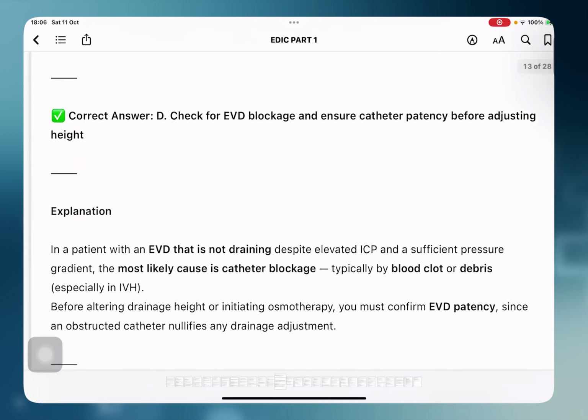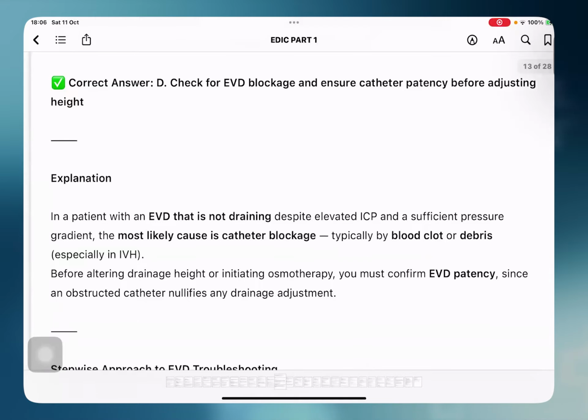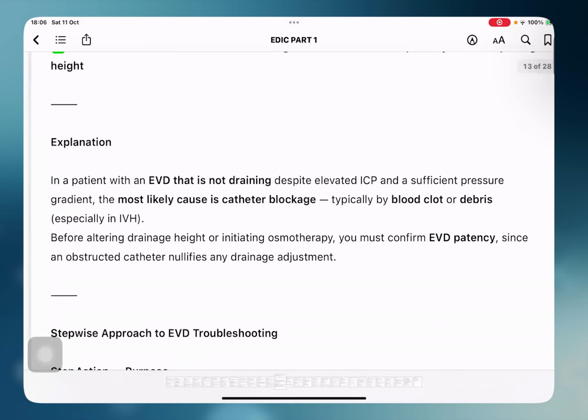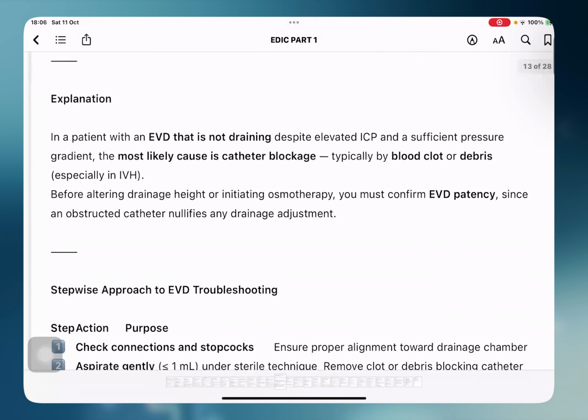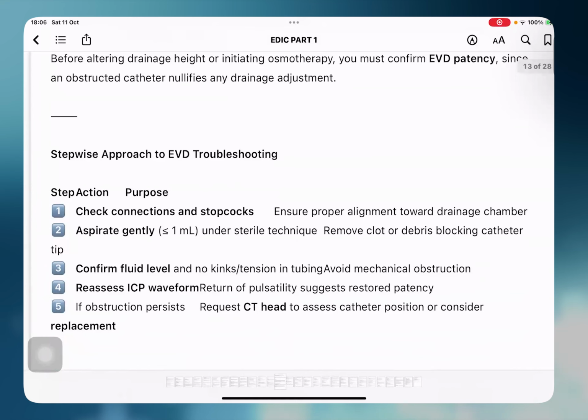So there is a sufficient pressure gradient, but the EVD is not draining. The most likely cause is catheter blockage, typically by a blood clot or debris, especially in case of an intraventricular hemorrhage. Before altering drainage height or initiating any osmotherapy, you must confirm EVD patency, since an obstructed catheter nullifies any drainage adjustment. How to approach EVD troubleshooting?